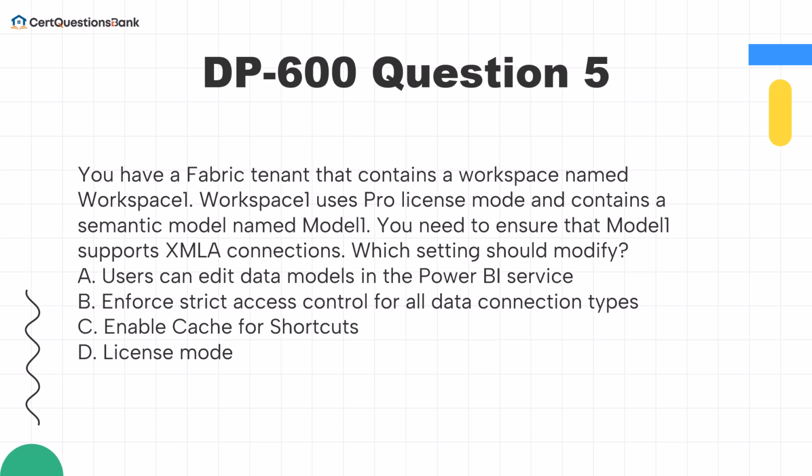You have a Fabric tenant that contains a workspace named Workspace 1. Workspace 1 uses Pro license mode and contains a semantic model named Model 1. You need to ensure that Model 1 supports XMLA connections. Which setting should you modify? A. Users can edit data models in the Power BI service. B. Enforce strict access control for all data connection types. C. Enable cache for shortcuts. D. License mode.